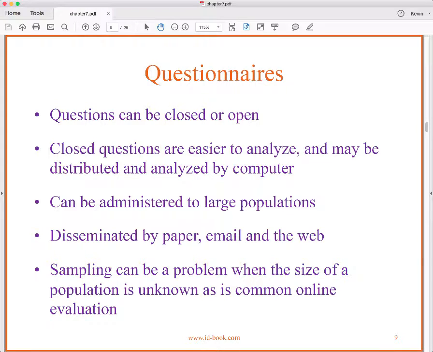So, an alternative to interviews is a questionnaire. Okay? And questionnaires are a lot like interviews, except that questionnaires are probably most competitive with structured interviews, with closed-ended questions, although questions can be open or closed, as you can see by bullet 1.